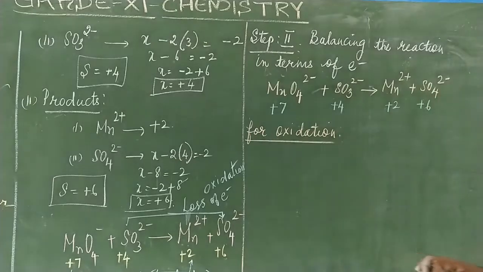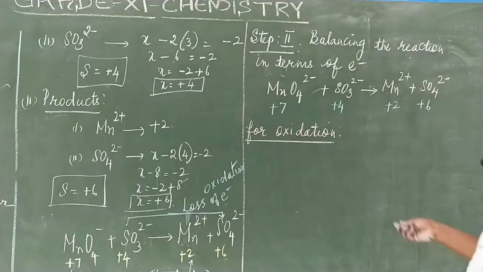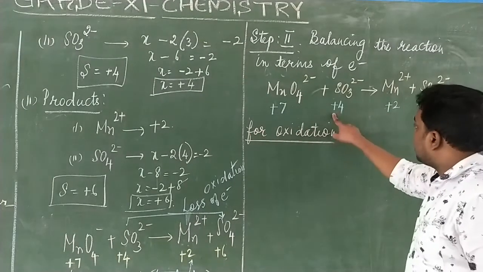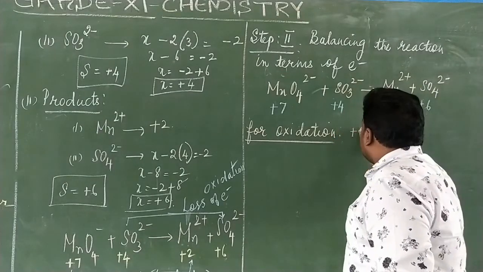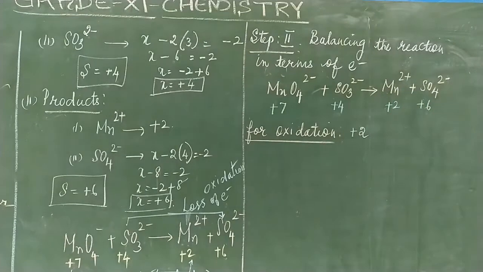First we will take the oxidation. So for oxidation, what is the difference here? Here it is plus 4 and here it is plus 6. So what is the difference in the number of electrons? It becomes plus 2. The difference in the number of electrons is plus 2.